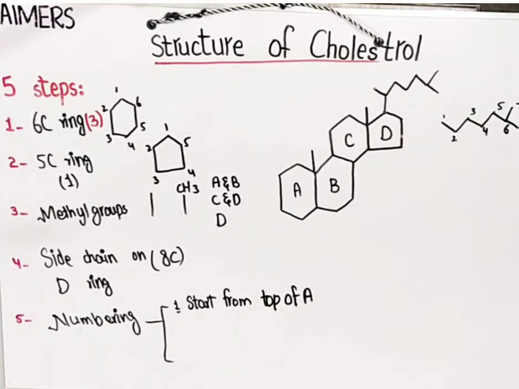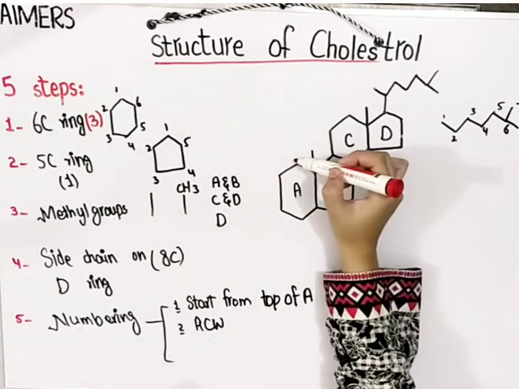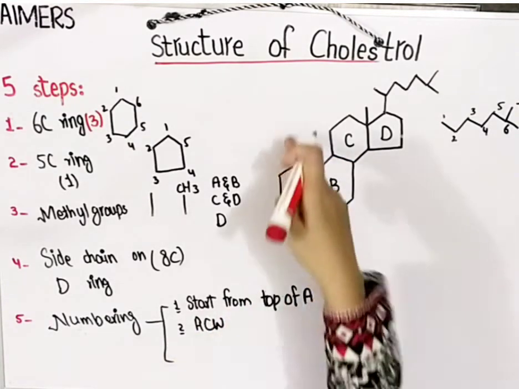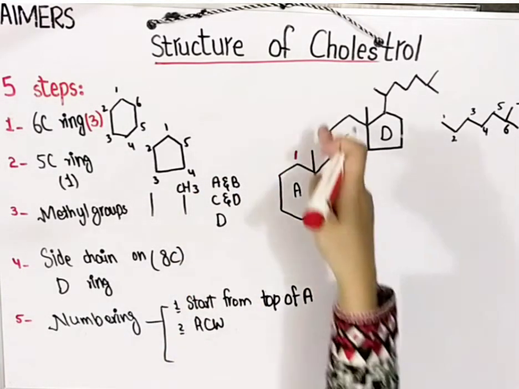Okay, so let's start the numbering from the top of A, and the second point is to do the numbering in anti-clockwise fashion. Now see how we'll do the numbering. This is the top of A, I'm going to make it number 1. Start from the top of A, it's number 1. Now come in anti-clockwise fashion. Now we'll come like this.